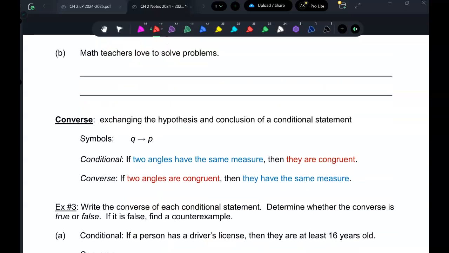So math teachers love to solve problems. Zoe, go ahead. If you are a math teacher, then you love to solve problems. There you go. If you are a math teacher, then you love to solve problems.